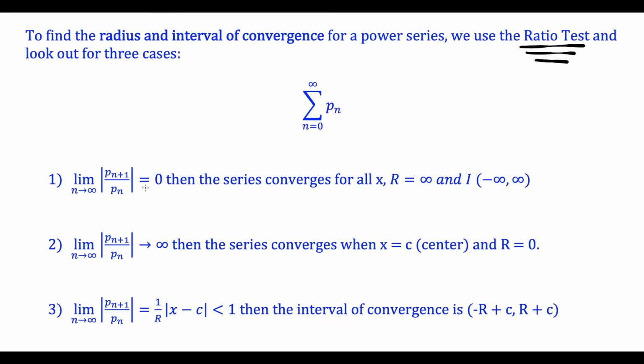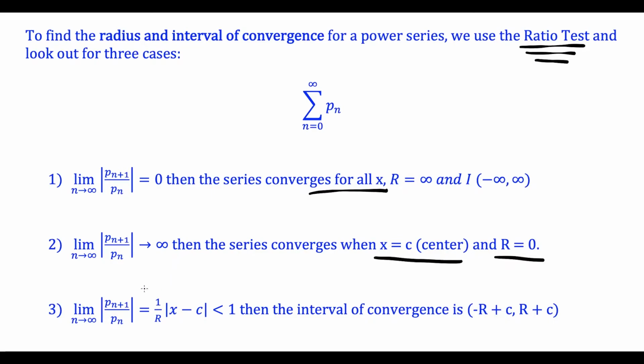When you apply the ratio test to the power series, if you get 0, then that tells you that the series converges for all x, and the radius of convergence is infinity, and your interval of convergence goes from -infinity to infinity. If the limit as n goes to infinity when you apply the ratio test goes to infinity, then this means that your series only converges at the center, and your radius of convergence is equal to 0.